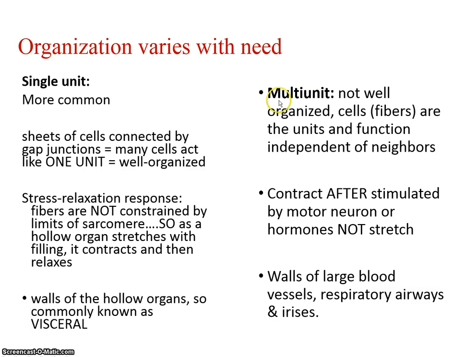The multi-unit are not as well organized. They work individually, kind of like the motor units in skeletal muscle, and they can be independent of their neighbors. They contract only after being stimulated by a motor neuron, again very much like skeletal muscle. But they can also be stimulated by hormones, though not stretch, so different from the single unit. We find this in the walls of large blood vessels, the respiratory airways, and the irises of your eyes.